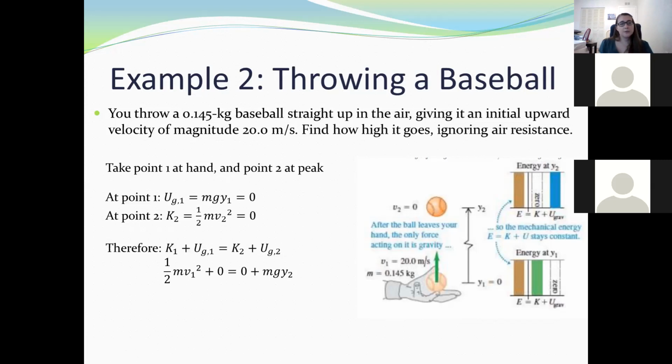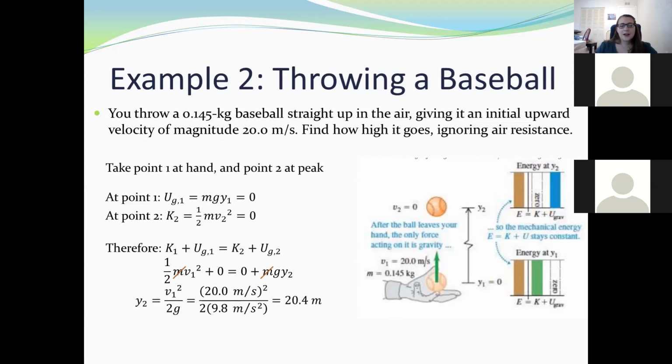Right? Kinetic energy is 1/2 mv squared. Potential energy is mgy. And you can see that in both of those terms, we have mass. So since they're on the opposite side of the equal sign, we can cancel out both of those masses. And we don't even need to know the mass of our baseball at all. Woohoo!